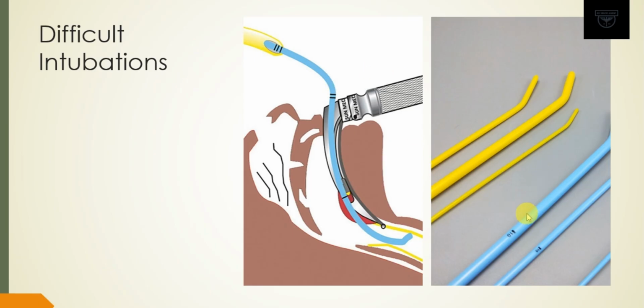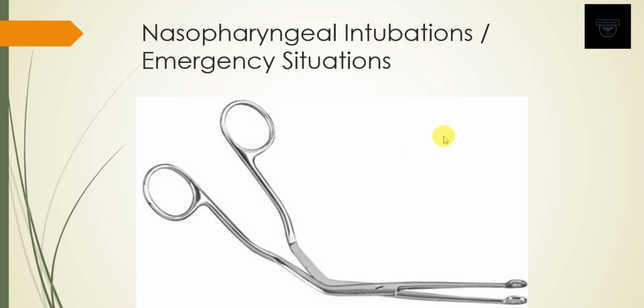This device is called a bougie. The bougie is used in difficult intubations as well. So if you can't get the tube and you don't want to use a LMA, a laryngeal mask airway, you can utilize a bougie. So you place the laryngoscope, open the airway, and then you pass the bougie through the cords. What you do next is pass the ET tube over the bougie and just guide it through the cords. As I said, usually utilized in difficult intubations.